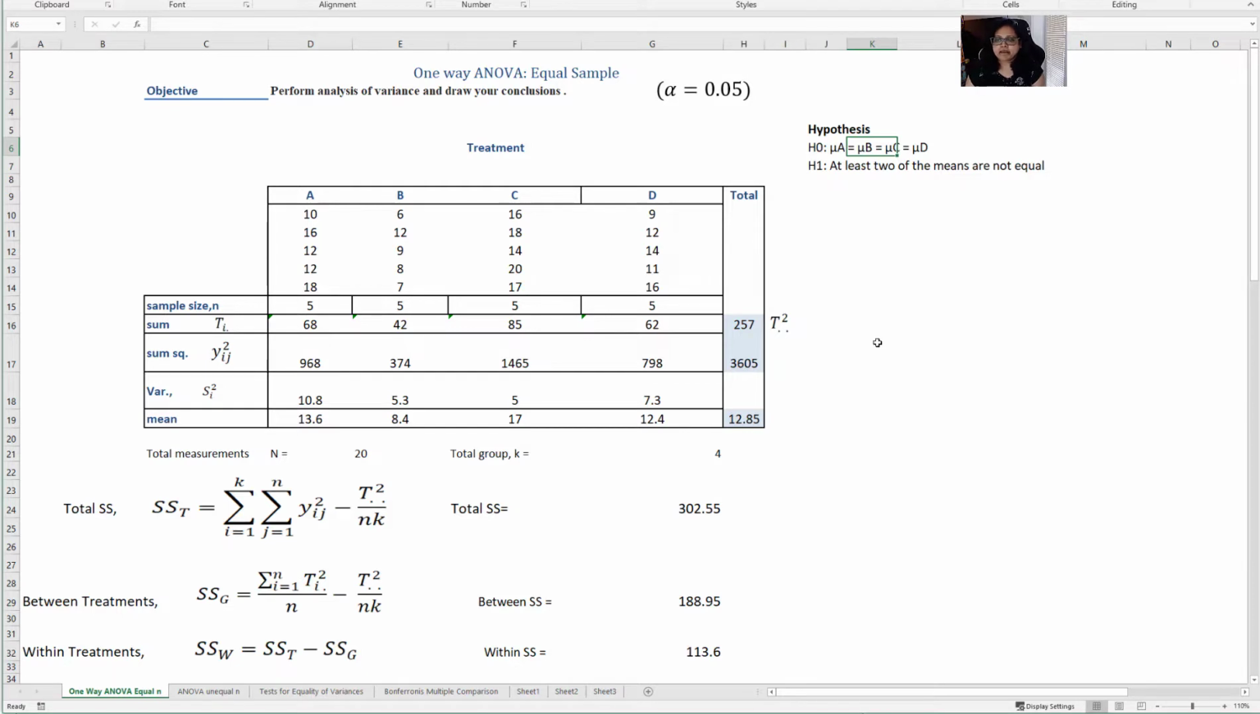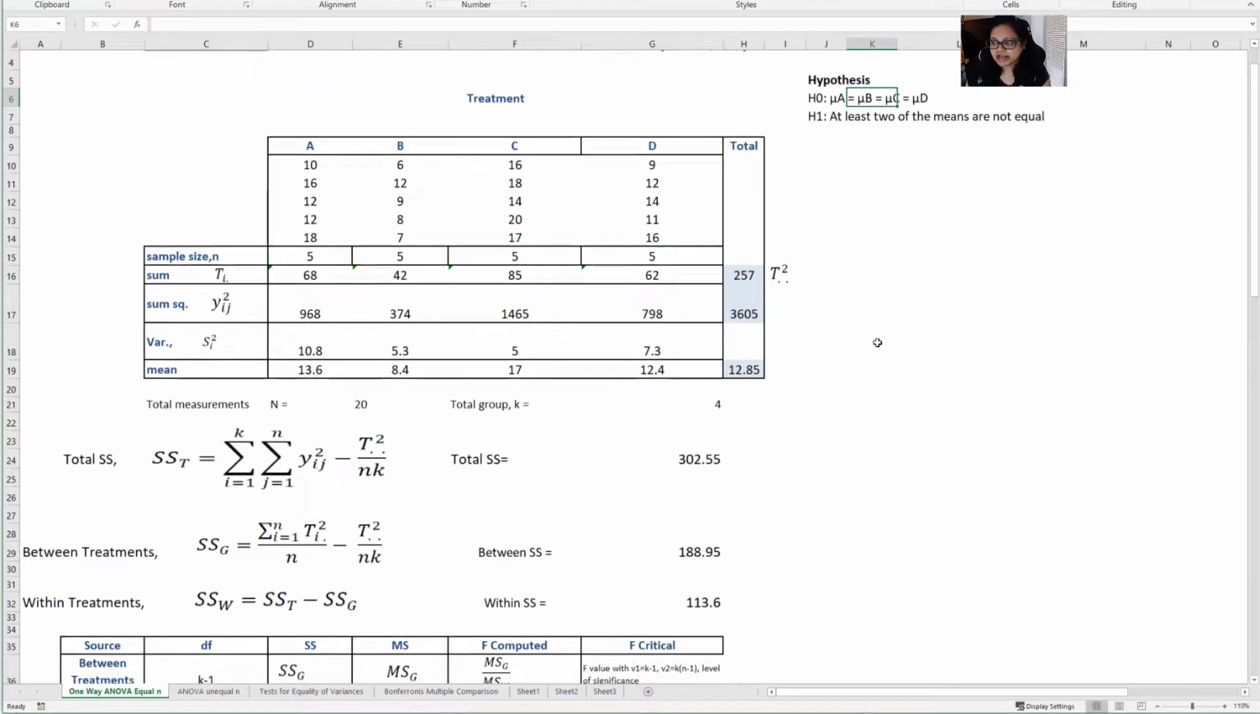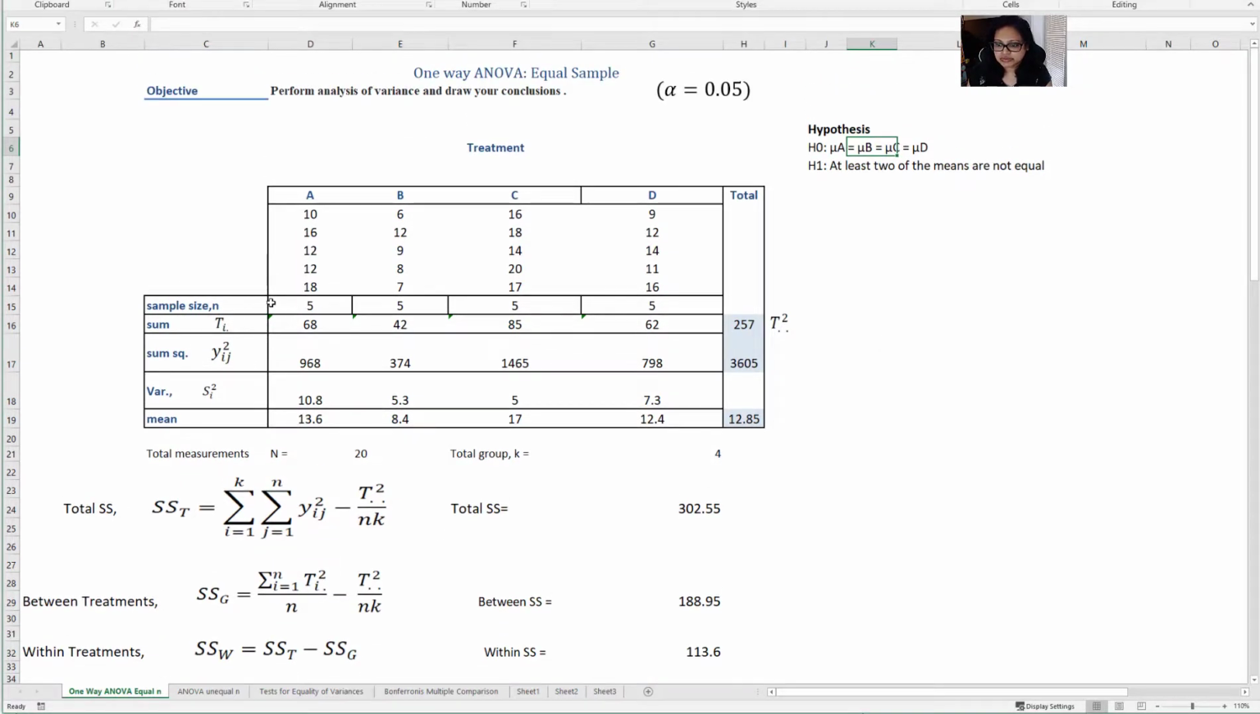So we have to do some calculation. Whenever I perform any ANOVA, I like to do some calculations before I proceed with the analysis. At first I look at how many observations we have in each of those treatments. You can see we have sample size 5 in each of those, and altogether the total number of measurements is 20.